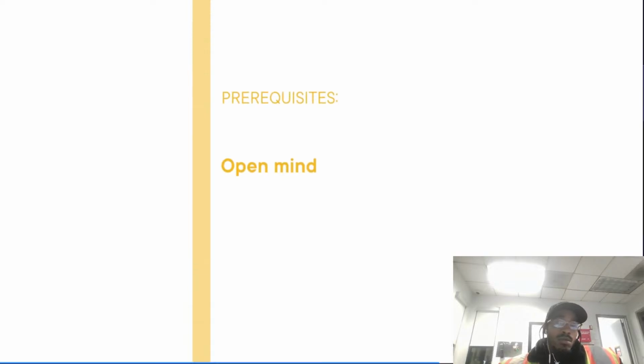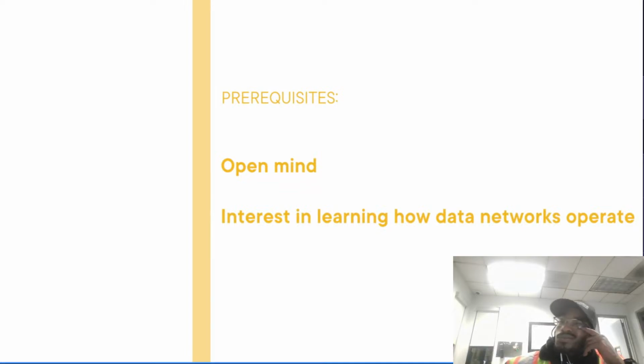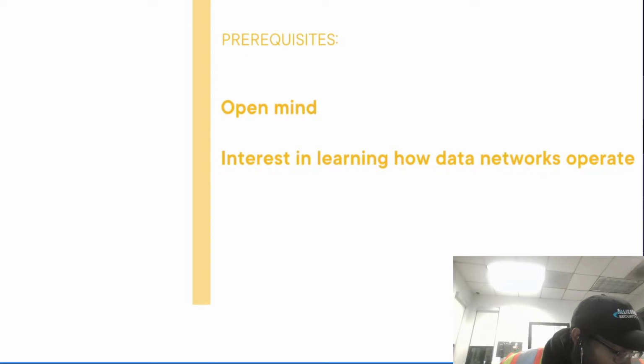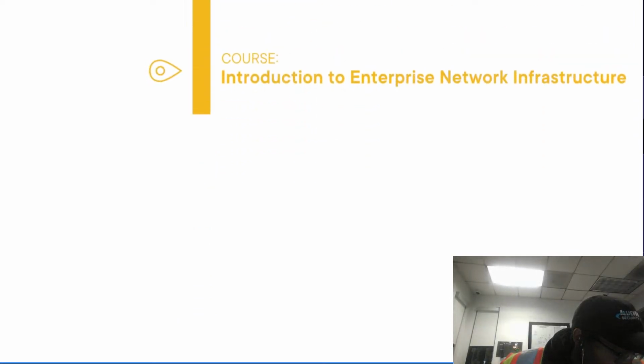Since this is an introductory course, you only need an open mind and an interest in learning how data networks operate. This course is part of a 5-part series, and you should feel confident moving on to the second course of the series, Introduction to Enterprise Network Infrastructure, upon completing this course.